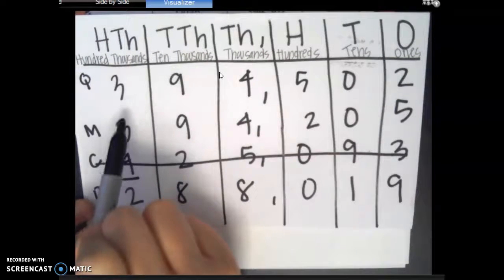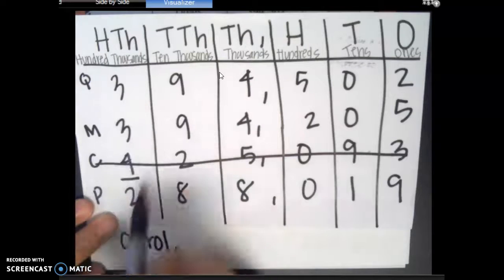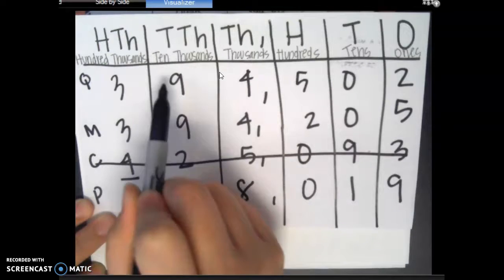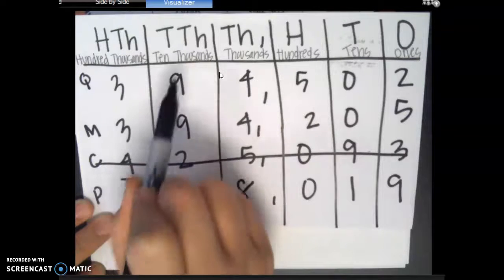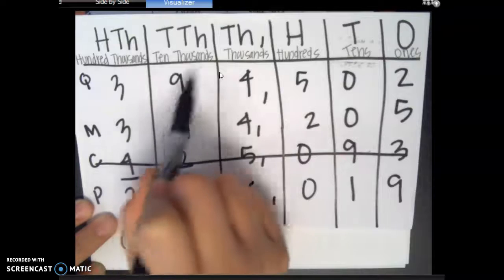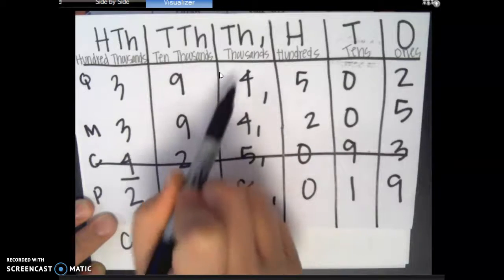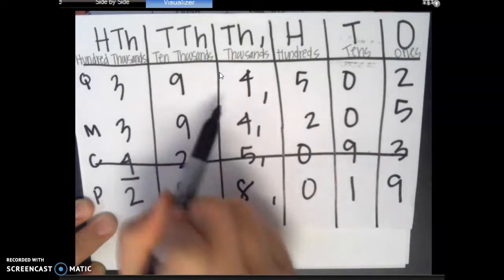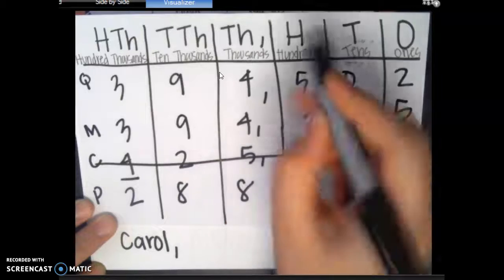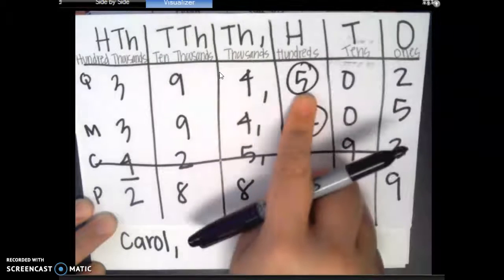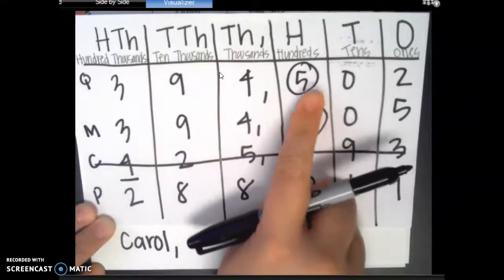I have a 3, and a 2. 3 and 3 are going to be greater than 2, so I'm going to move to my 10,000s place. A 9 and a 9 in my 10,000s. 90,000, those are the same. I'm going to move to my thousands. 4,000 and 4,000, 4 and 4. We cannot decide yet. Need to move to my hundreds. We have a 5 and a 2. Those are different digits. 500, 200. Which one is greater? 500.